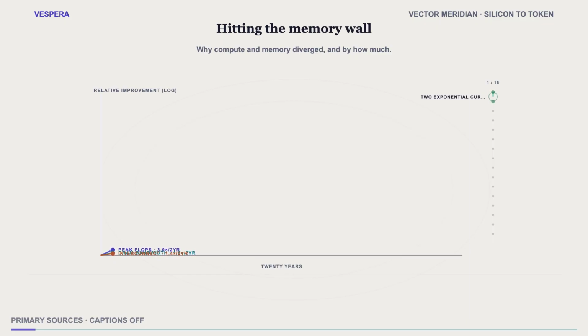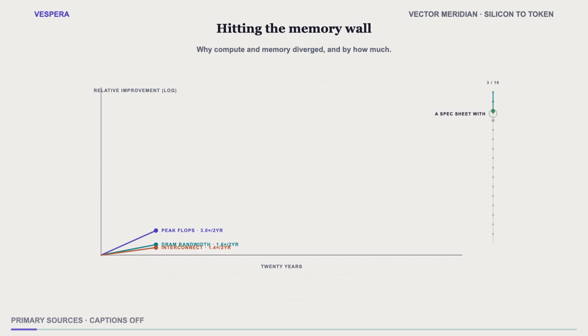In 1995, William Wulf and Sally McKee published a short paper with a title that has outlived almost everything else from that year's computer architecture literature. Hitting the memory wall, implications of the obvious. Their argument was almost aggressively simple. Processor speed was improving at one rate. Memory speed was improving at a slower rate. 2 exponentials with different exponents do not stay close. They diverge, and they diverge without limit.